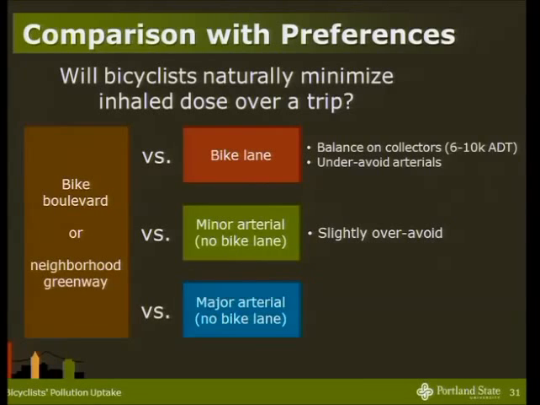And if you compare a bike boulevard to a major arterial with no bicycle lane, bicyclists will go way out of their way to avoid this facility, whereas the inhalation minimum path might be along the major arterial. Of course, I'm not saying the bicyclists are making bad decisions in any way. We're just comparing their preferences with inhalation doses. So bicyclists make route choice decisions on a lot of factors. This is just one consideration.